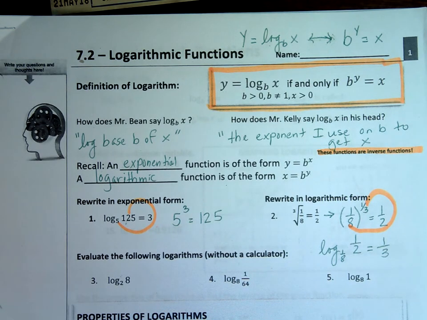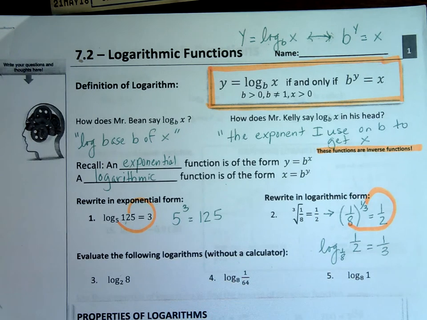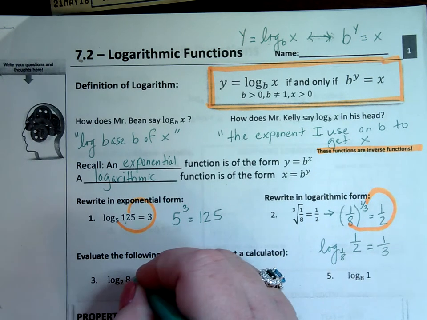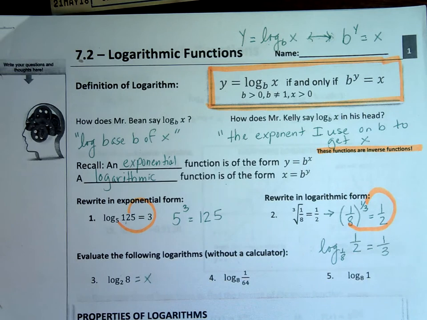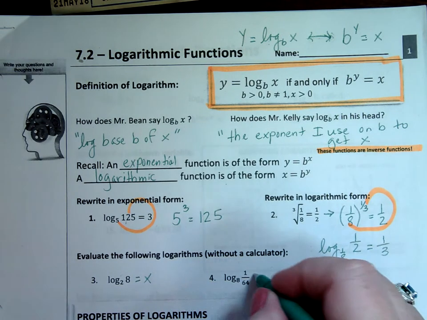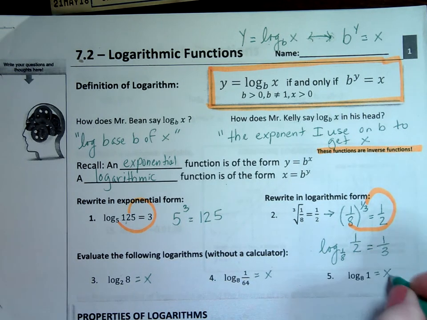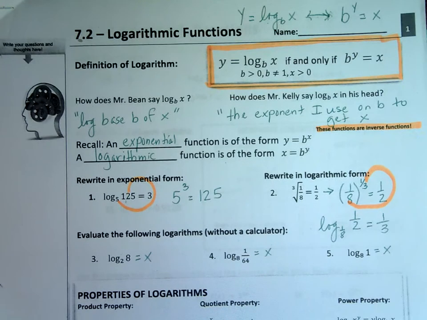All right, here we go. Evaluate without a calculator. So for all of these, I'm going to set them equal to x. These are logarithms. I want to write them as exponents so that I can solve them. That's always going to be the case, by the way. If you're solving a logarithmic equation, you use exponents. Turn it into an exponent. If you're solving an exponential equation, you're going to turn it into a logarithm. They're vice versa all the time. Remember, they're inverses.